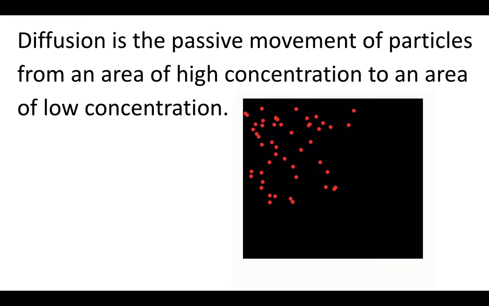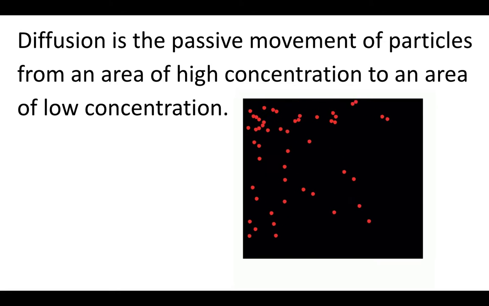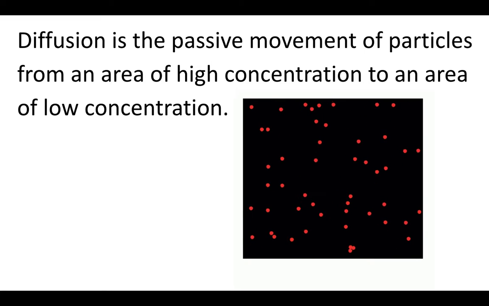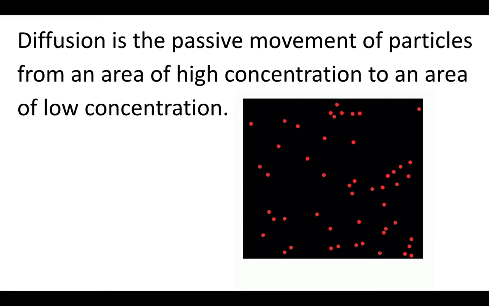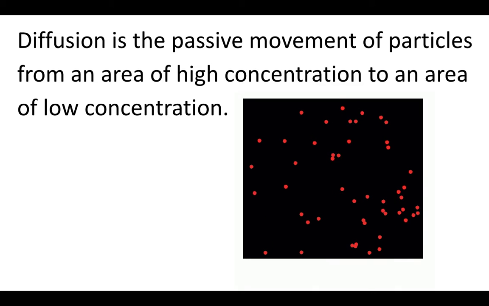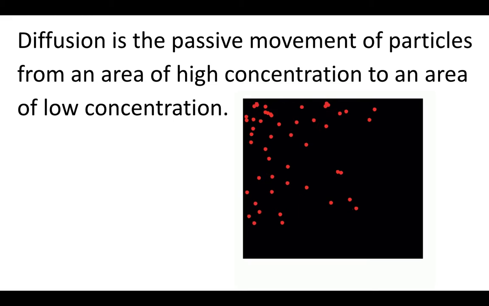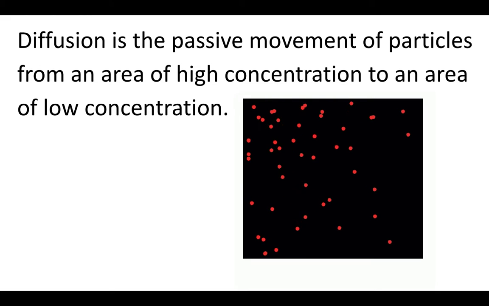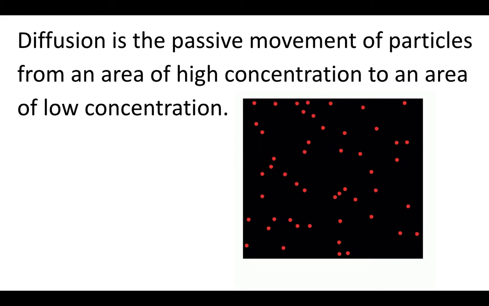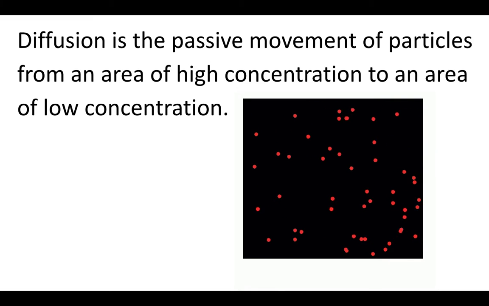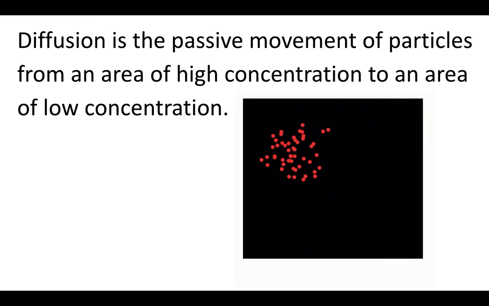To understand this, we need to know what diffusion is. Diffusion is the passive movement of particles from an area of high concentration to an area of low concentration. So if you're in a room and someone sprays body spray or air freshener, eventually everybody in the room is going to be able to smell it because the particles of that air freshener spread out through the air in the room.